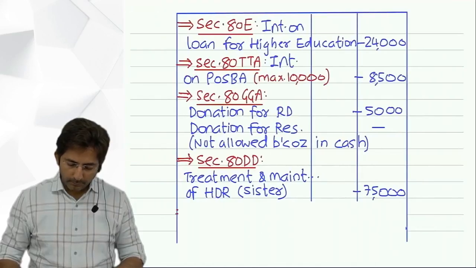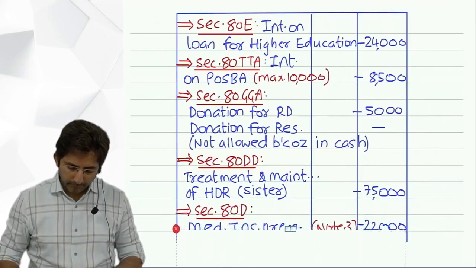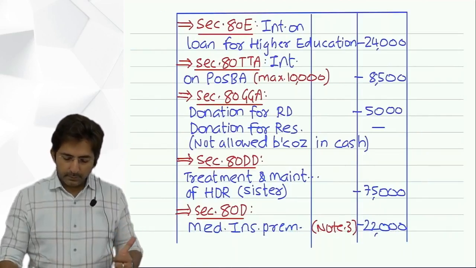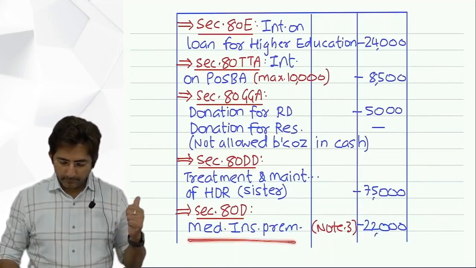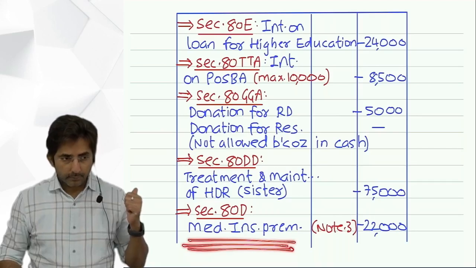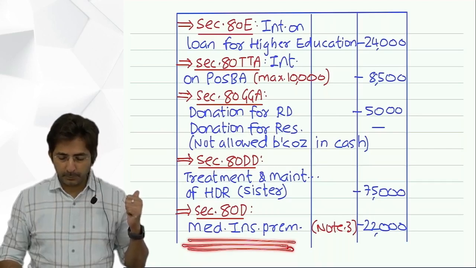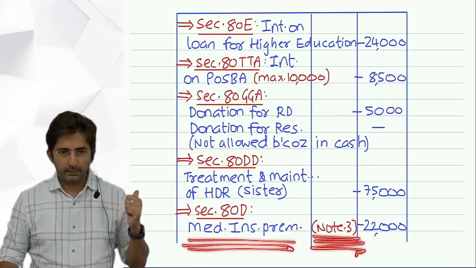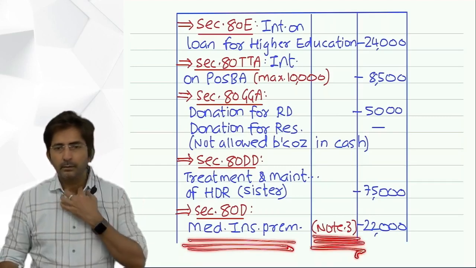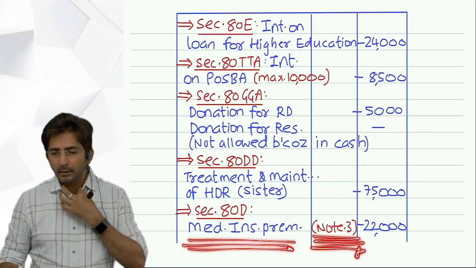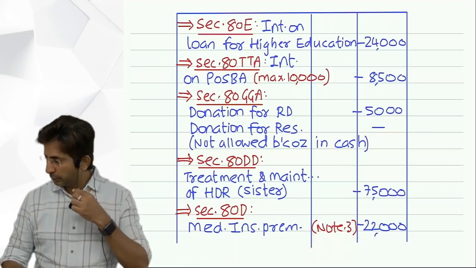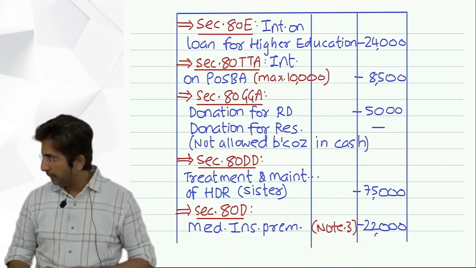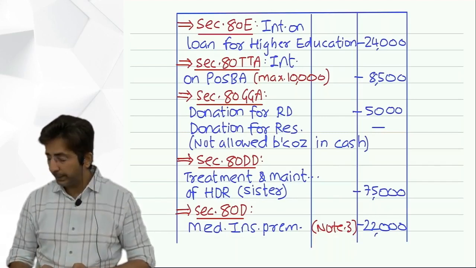So come here, see, section 80D, Mediclaim insurance premium, note number 3. As per note 3, it comes to 22,000.